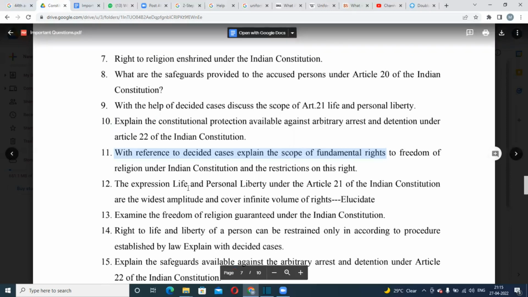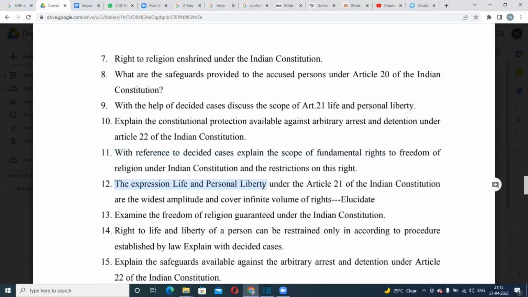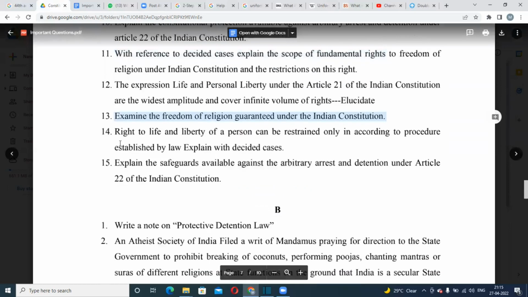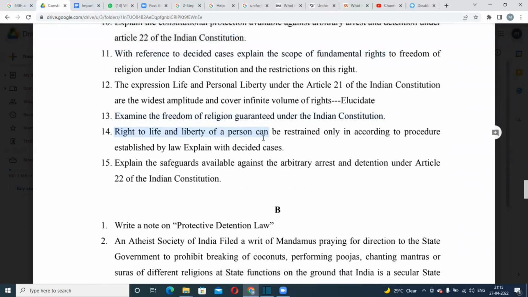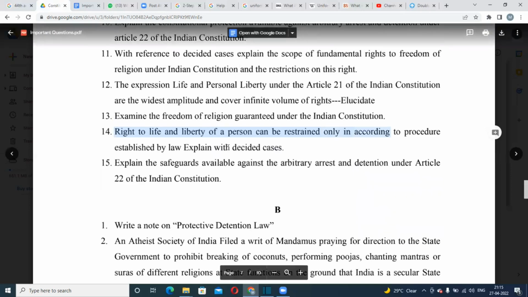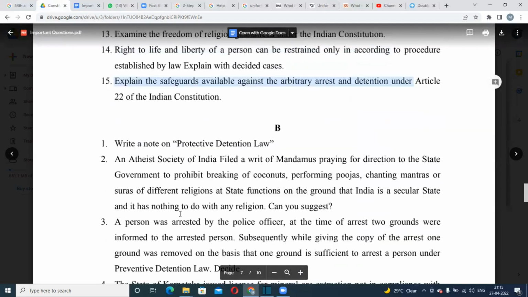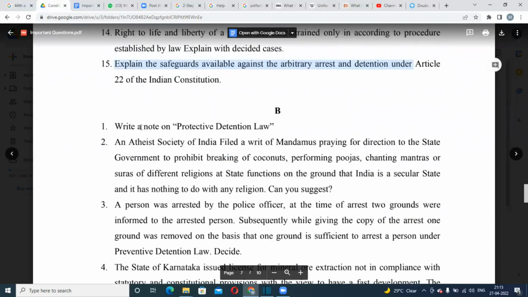on this right. The expression life and personal liberty under Article 21 of Indian Constitution are the widest amplitude and cover infinite volume of rights. Elucidate. Examine the freedom of religion guaranteed under Indian Constitution. Right to life and liberty of a person can be restricted as per procedure established by law. Discuss with decided cases. Explain the safeguards available against arbitrary arrest and detention as per Article 22 of Constitution.